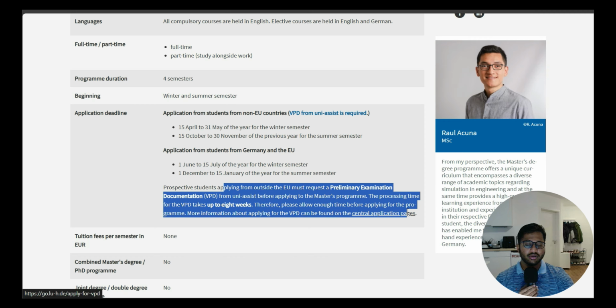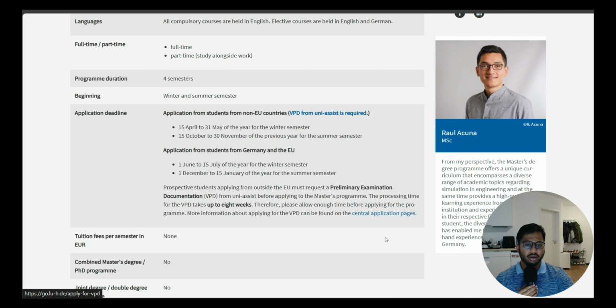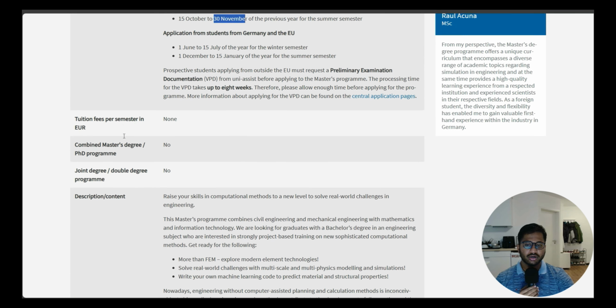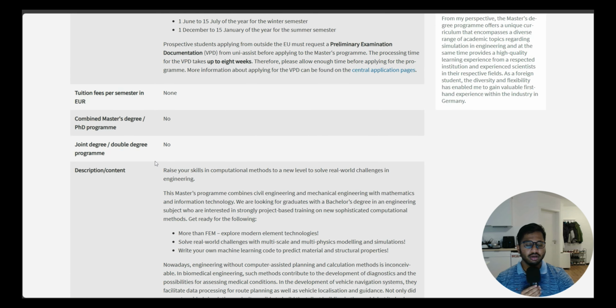Therefore, please make sure that you apply faster. So 30th November is the application deadline. Then you have to start applying 8 weeks or 10 weeks before that for your VPD. So that's what they're saying, and that is always common, so no need to worry.